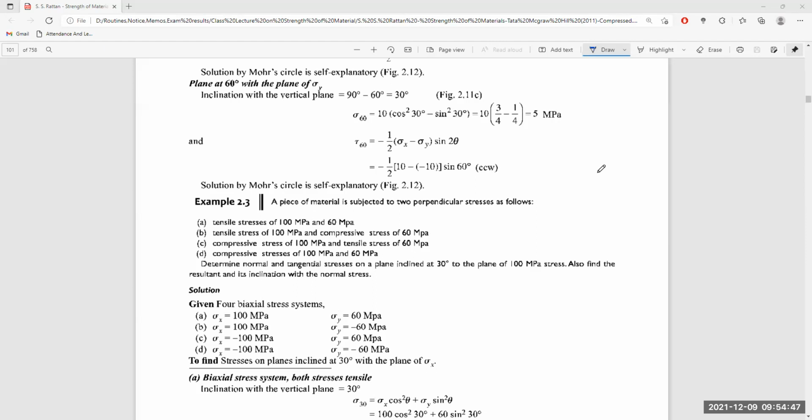Let us start. Now, we have started this problem. A piece of material is subjected to two perpendicular tensile stresses.